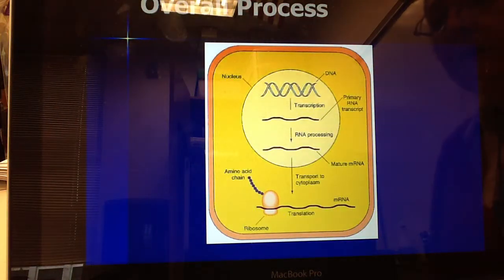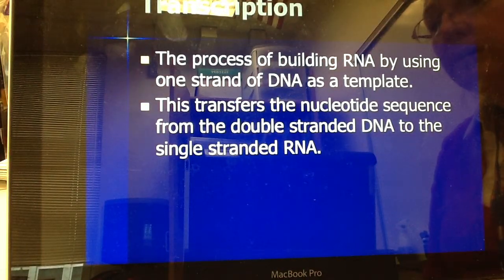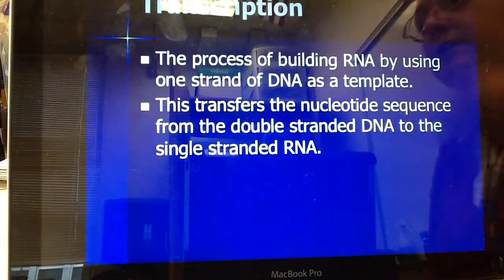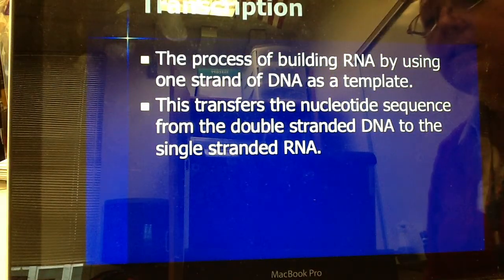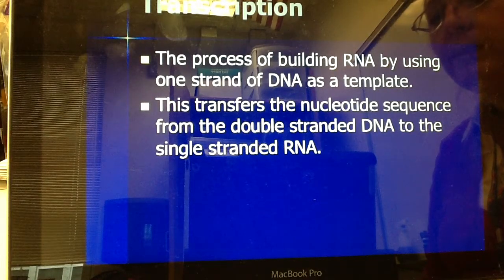The overall process takes place in 2 different locations. The first process will take place in the nucleus. The DNA will be copied into mRNA, and the mRNA will then leave the nucleus, and then it will proceed out into the cytoplasm where the second part, or the second stage, will take place. Transcription is the first process, and as you can see, it has a C, and C comes before L, so remember it's stage 1. The process of building RNA by using one strand of DNA as a template. So the DNA will unzip, and one half of the DNA will be the template. This transfers the nucleotide sequence from the double-stranded DNA to the single-stranded RNA.